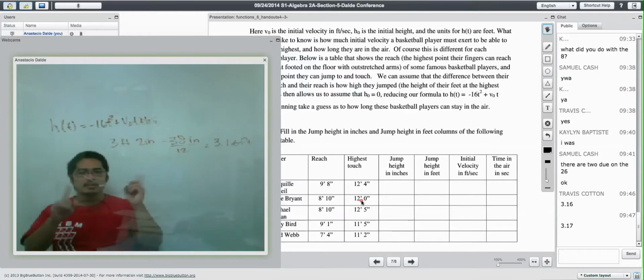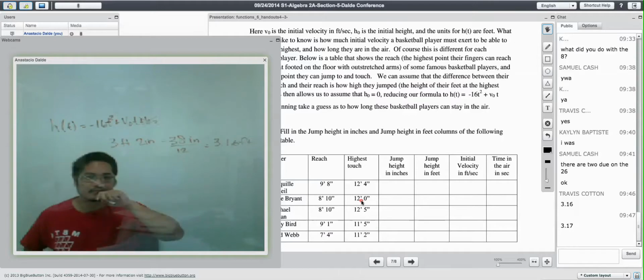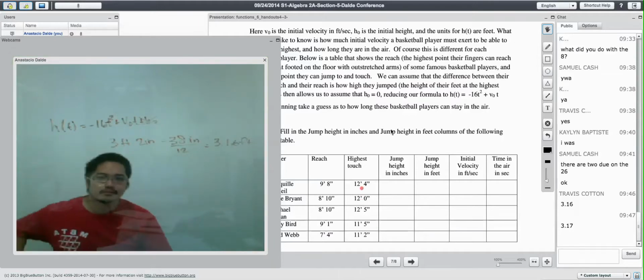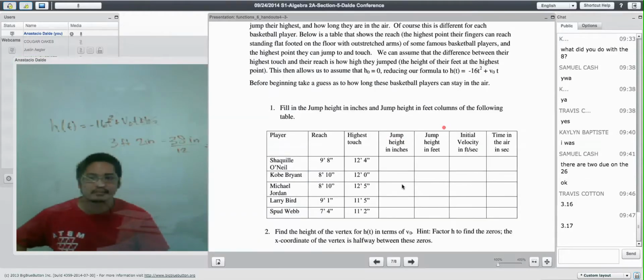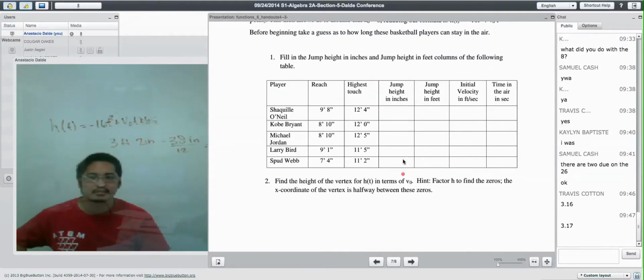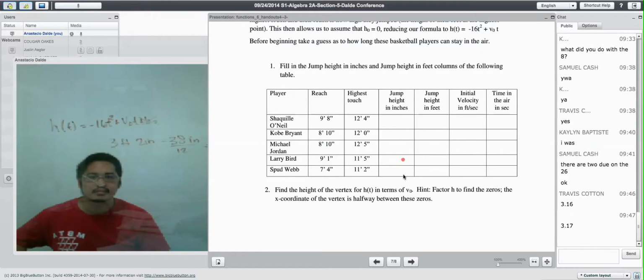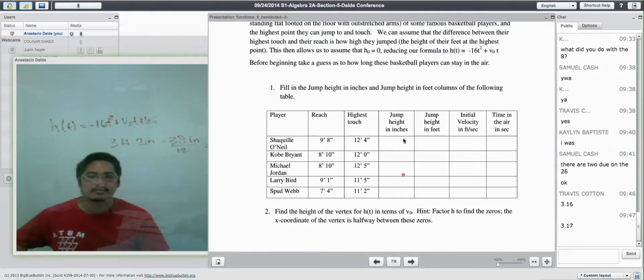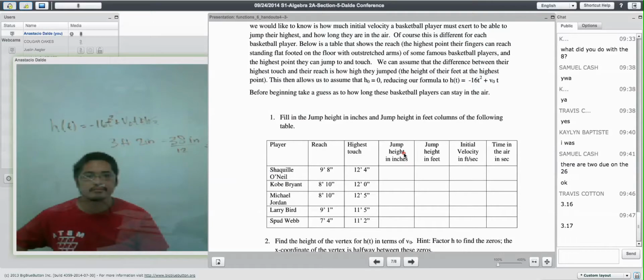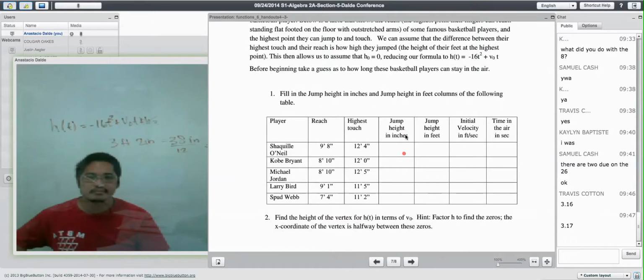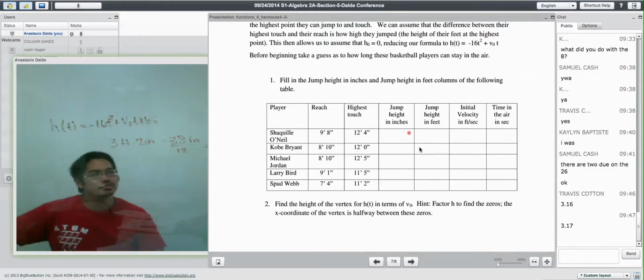So really what this question is asking you is, what is its initial velocity? What is their initial velocity? Well, how would you calculate that? Find the jump. All right, so here's your jump. Here's your height, your initial velocity.